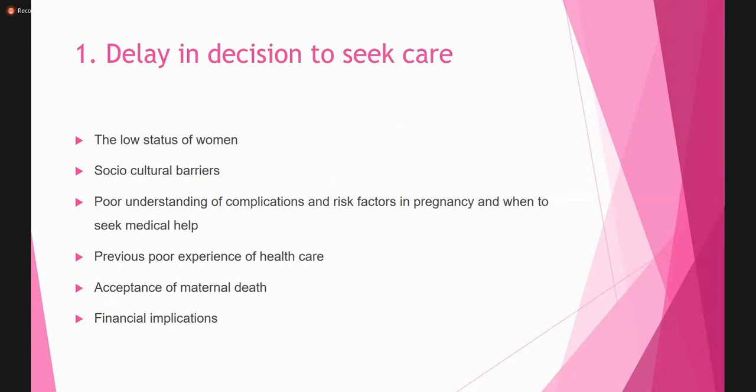Delay in decision to seek care: the low status of the woman, social cultural barriers, poor understanding of complications and risk factors in pregnancy and when to seek medical help. The female may herself be not aware of the complications and the risk factors, and the family members, then previous poor experience of healthcare, that previously they might have gone to a healthcare facility and they didn't receive the care which was needed. So if they have this experience, then they will never go again.